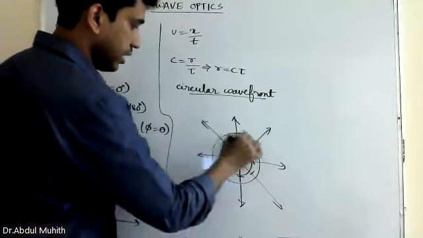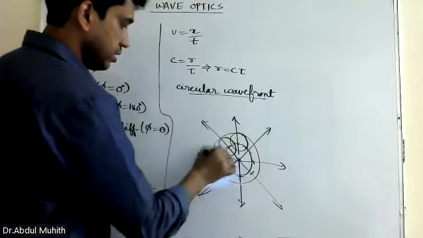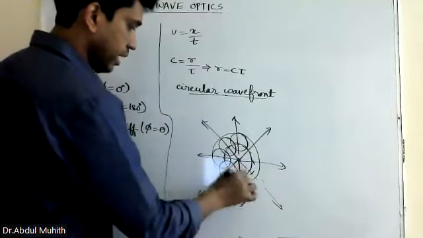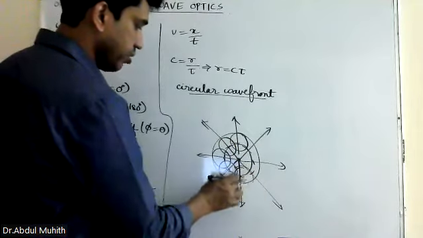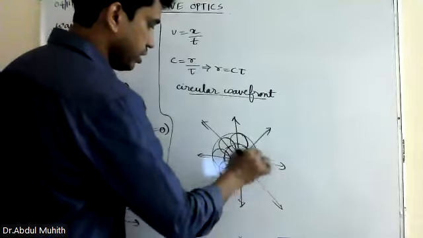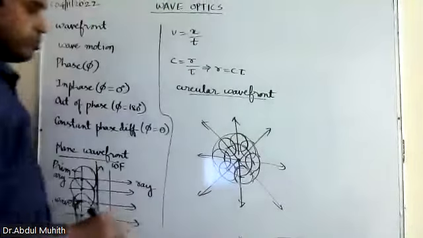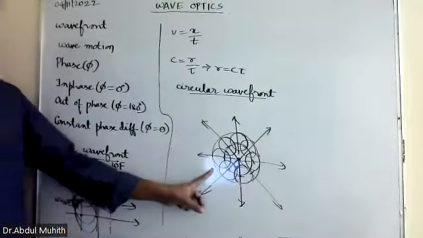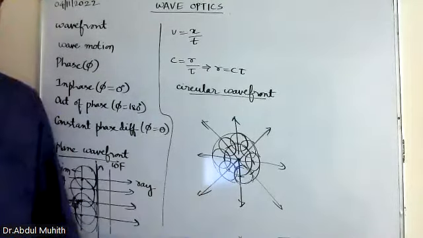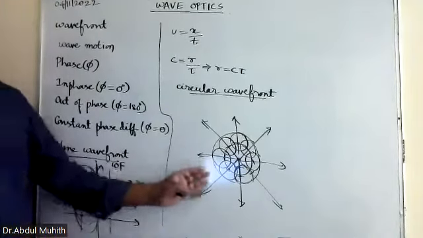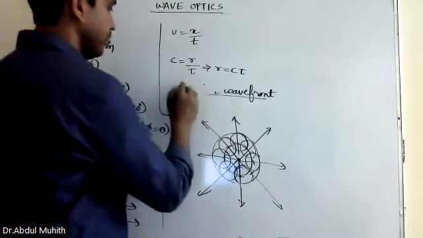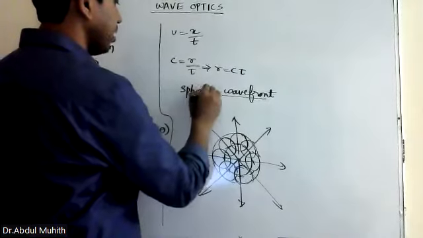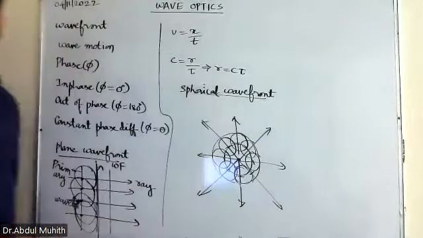Now draw the circle like this, keeping the dot as a center. All these dots will touch at a particular point, and we can draw the circumference of a circle. This line is a tangent to the secondary wavefront. So this is about a spherical wavefront, not circular wavefront. We say spherical wavefront.